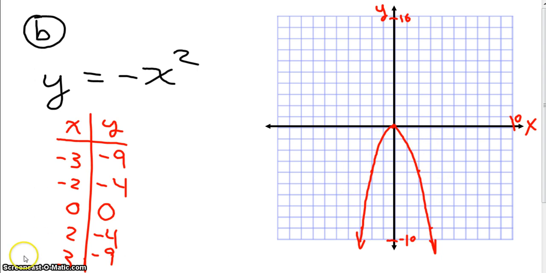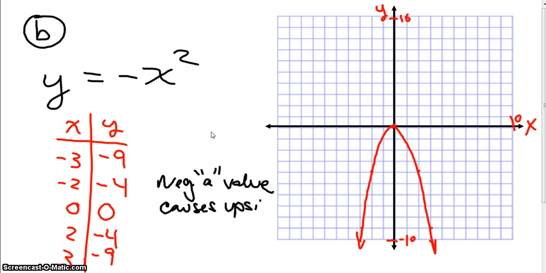So with this upside down U, what caused it to be upside down? What causes a parabola to be upside down? Wesley? Good, the negative A value. A negative A value causes an upside down U. All right, an upside down parabola.